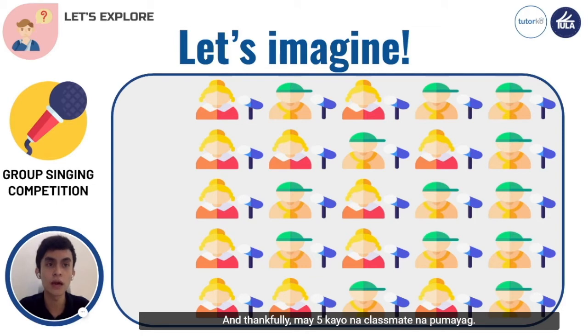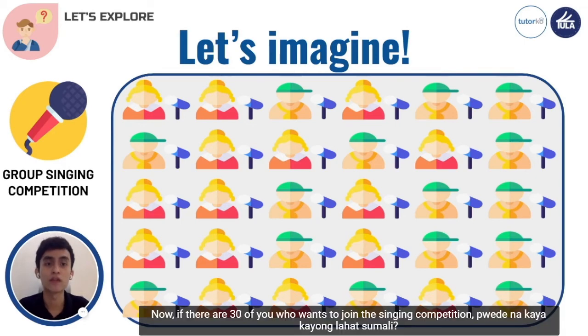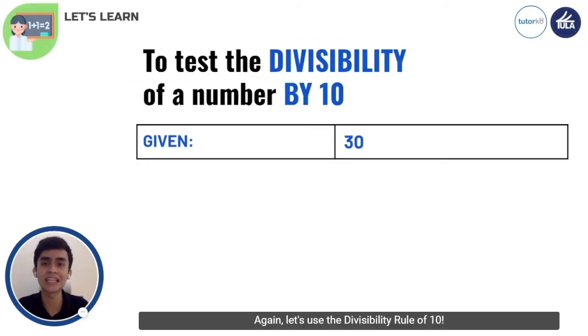And thankfully, may 5 kayong classmate na pumayag. Hindi pa raw sila magaling kumanta, but they are willing to try and learn. Now, if there are 30 of you who wants to join the singing competition, pwede na kaya kayong lahat sumali? Let's find out. Again, let's use the divisibility rule of 10.